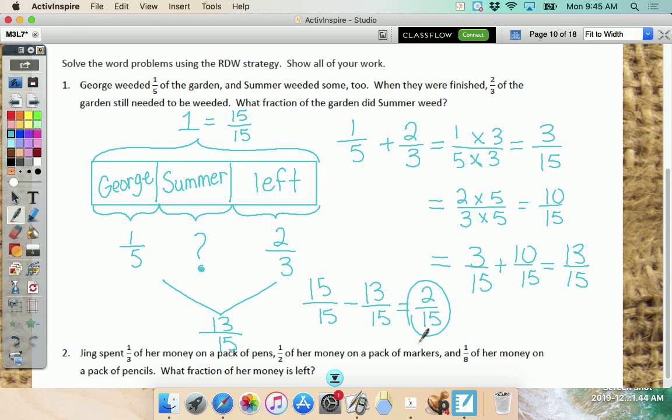And if you saw a problem that looked like this, could you do it? Yeah. What's the only thing you have to do? Think of this as 15/15, right? Instead of one whole. So the answer to the question is Summer did not work very hard. She did not. Okay, I'm going to pause it.